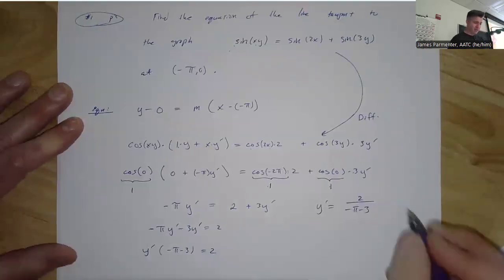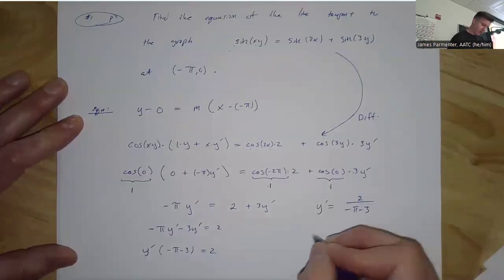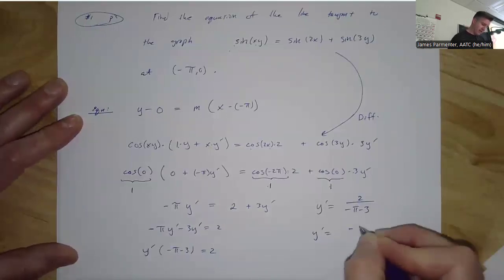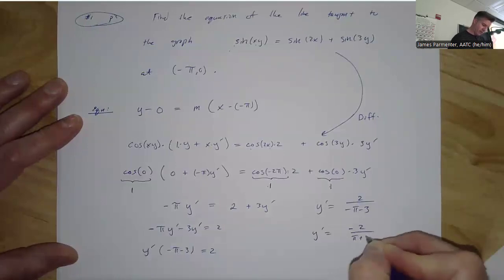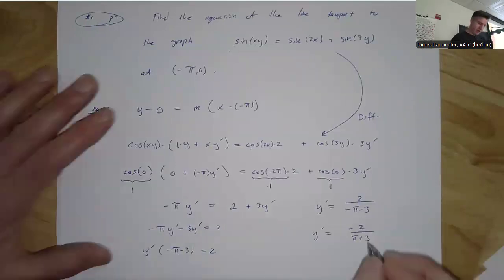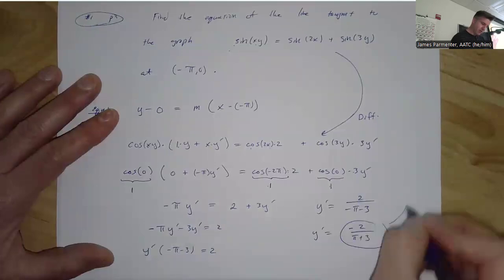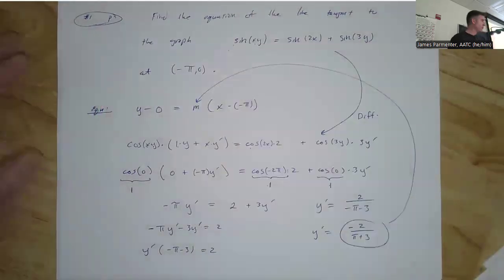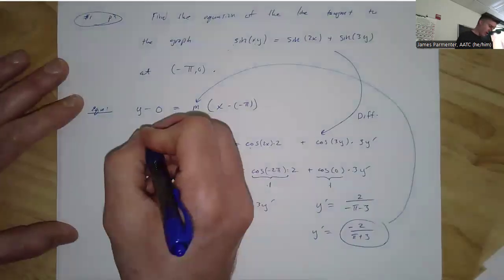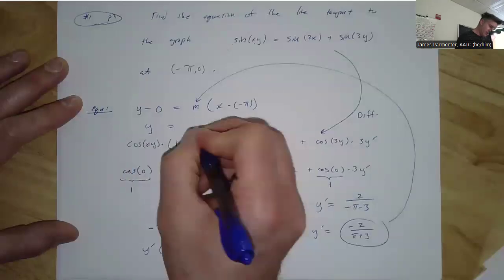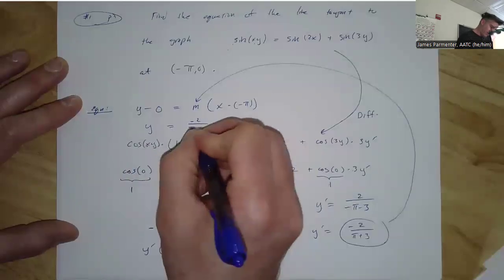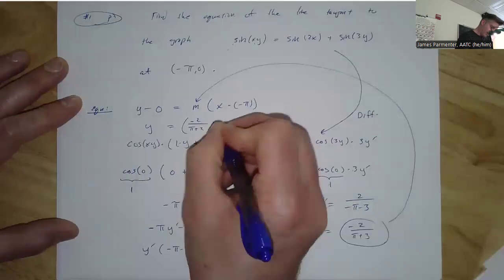Or if you don't like the negatives in the denominator, you can multiply it by negative 1 over negative 1 and say it's negative 2 over pi plus 3. It feels better to me. And that is what we would then put in for our slope right there. So our equation would be y equal to negative 2 over pi plus 3 times x plus pi.